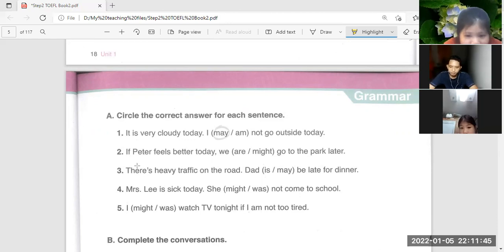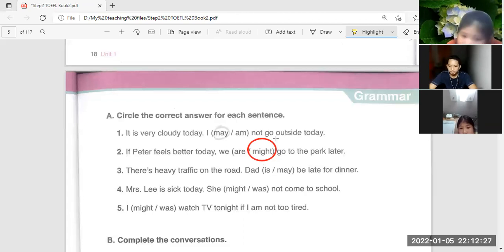Number two, read first. If Peter feels better today, we might go to the park later. Okay, Gyeling, can you read the full sentence? If Peter feels better today, we are go to the park later. Oh no, we might go to the park later. Okay, very good. Yes, so the answer is we might go to the park later.